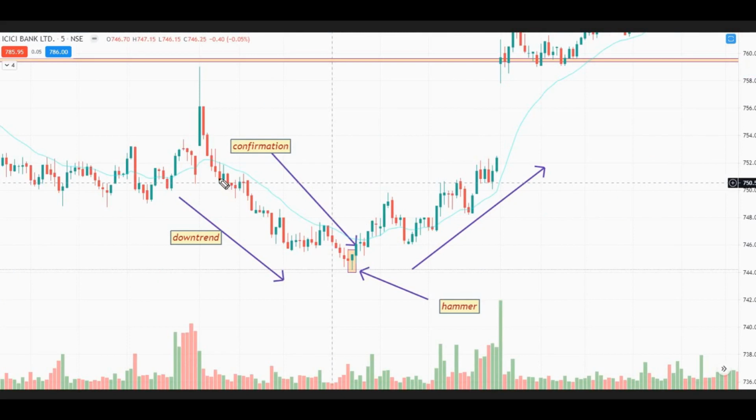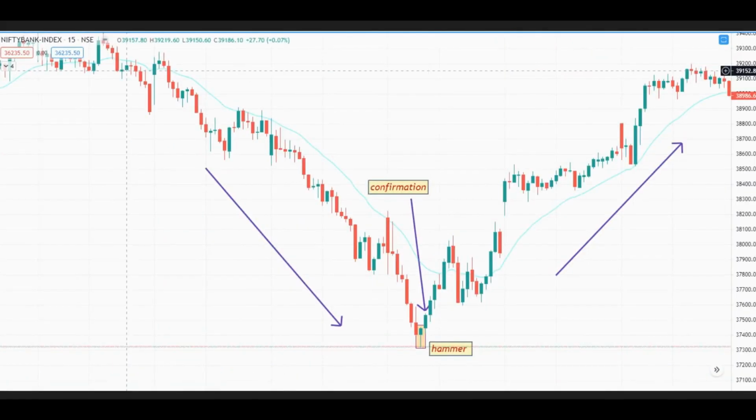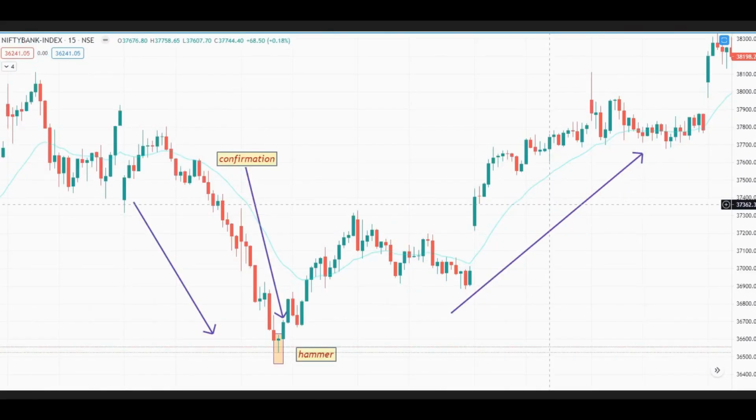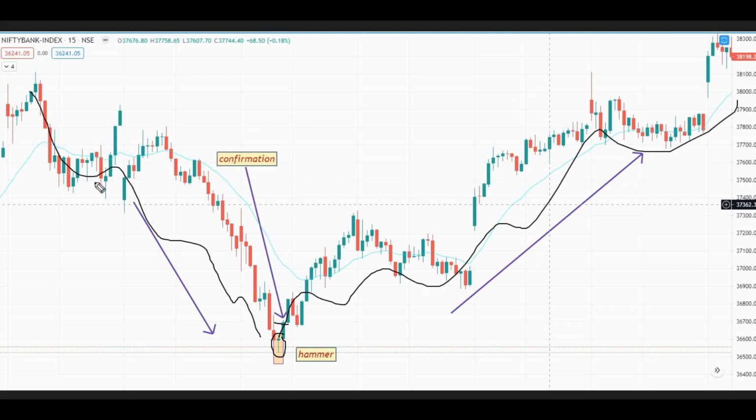Proper downtrend, hammer, confirmation, trend change. Okay, so I hope you are getting this point. Proper downtrend, hammer, confirmation, trend change. See how beautiful it works.